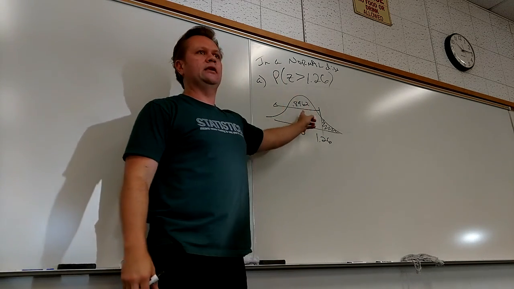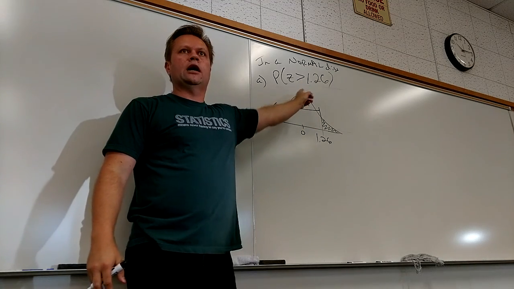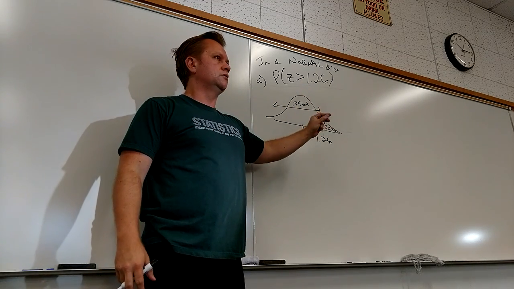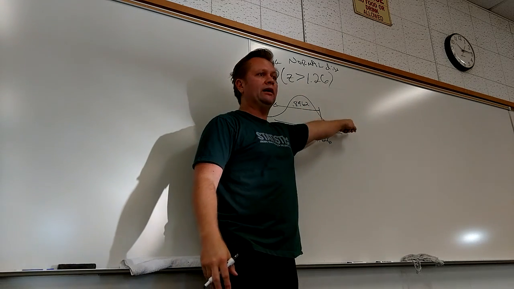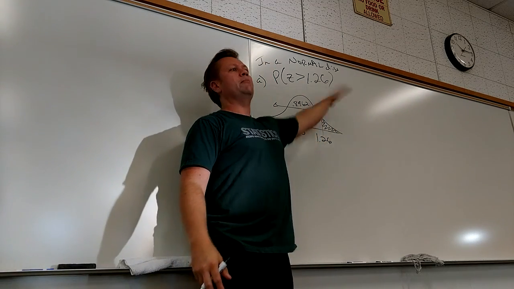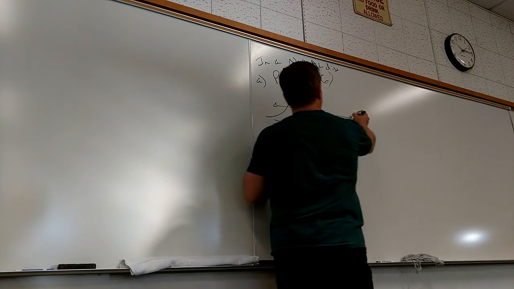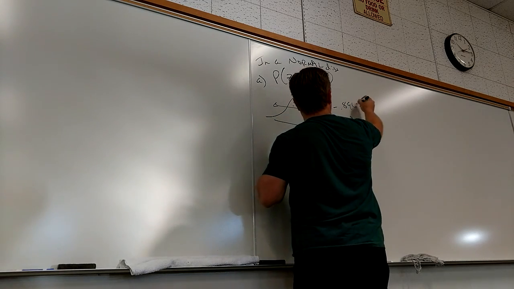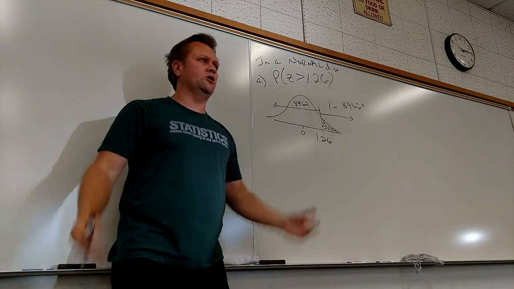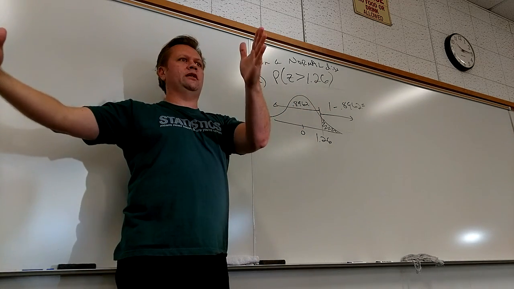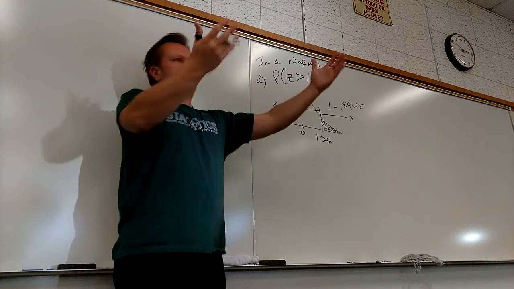Now, this is not the answer to the question. How do I get the answer to the question? 1 minus this, exactly. I don't want this side. I want the complete other side. I want the opposite side. So 1 minus 0.8962. That is just a physical idea. The whole thing is 1. This side is 0.8962. So what's the other side? 1 minus that.